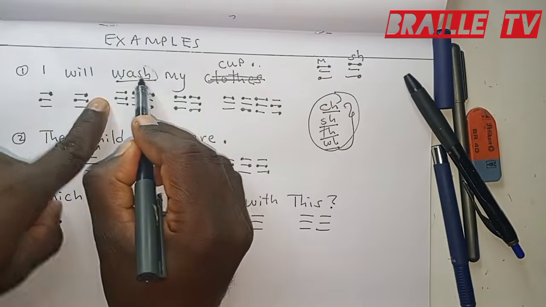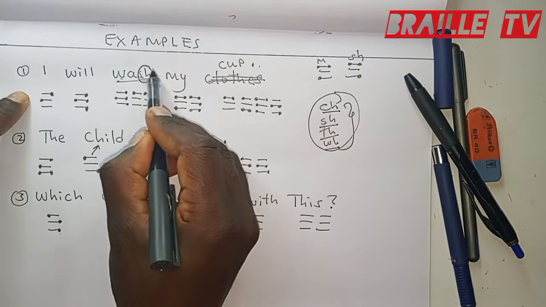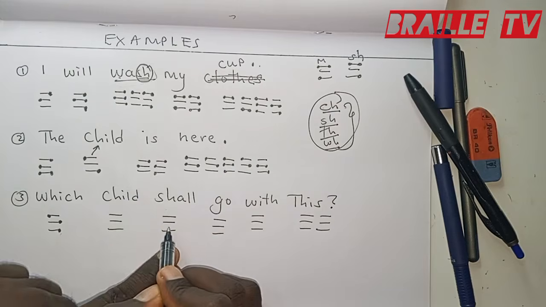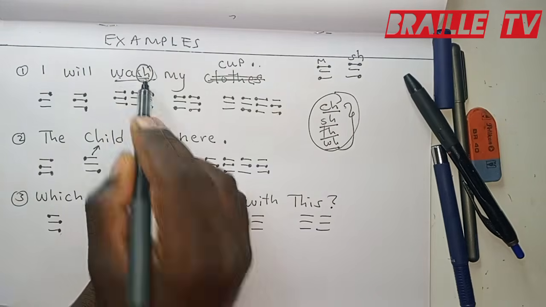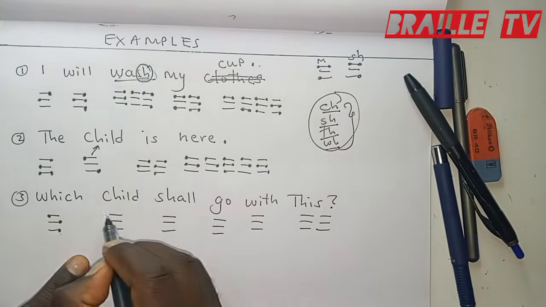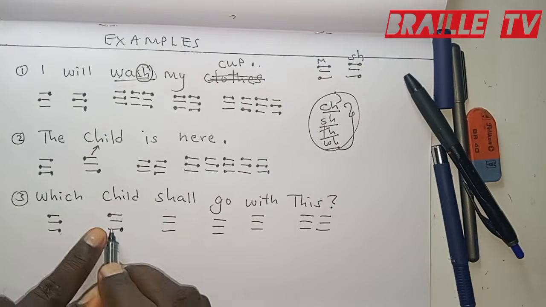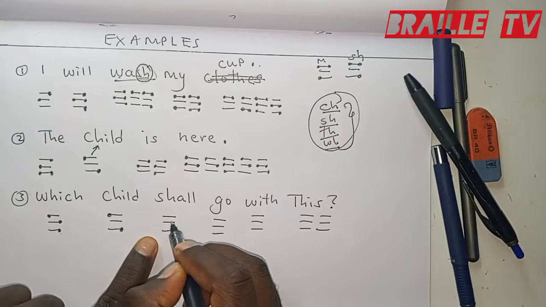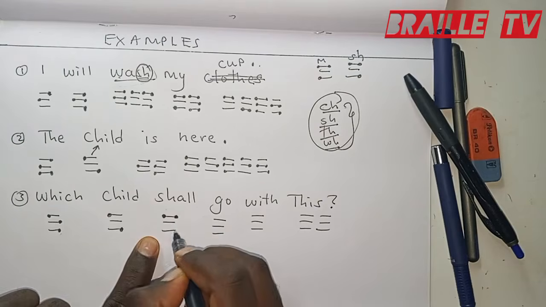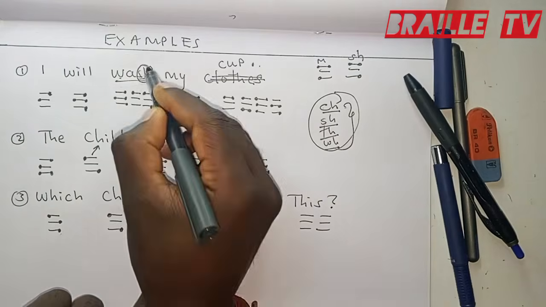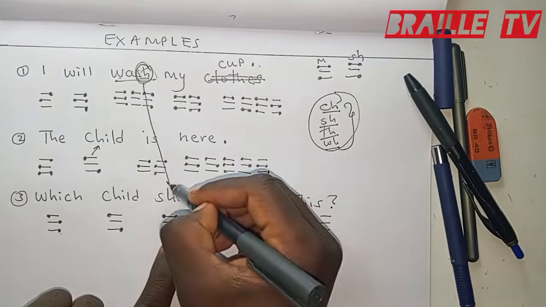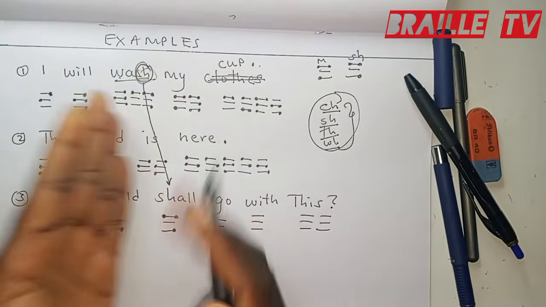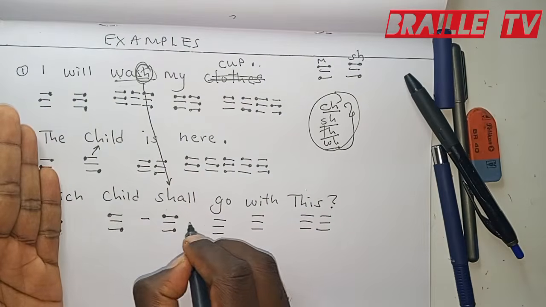Like here now, SH here has been used as a group sign, okay? But we are going to see here, it is used as a word sign. Here is a group sign, but here is a word sign. So which child, I told you it is CH standalone. Then shall, it is SH standalone. Remember, so here is a group sign, but here it is a word sign. Word sign, why? Because it is alone. It's preceded with a space and followed by a space.